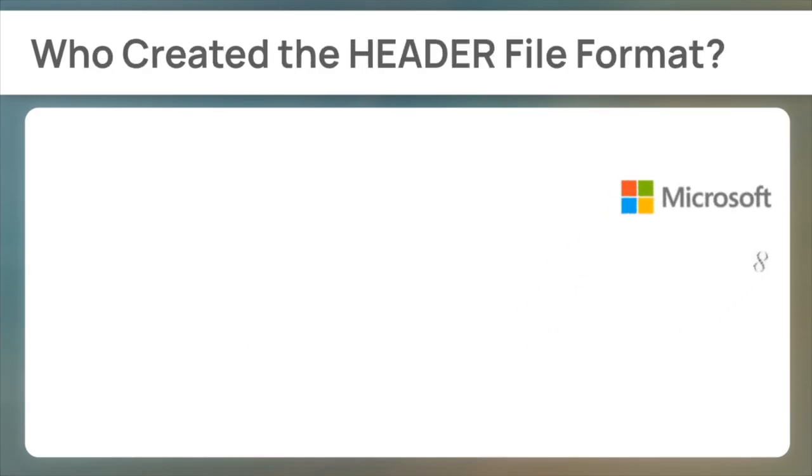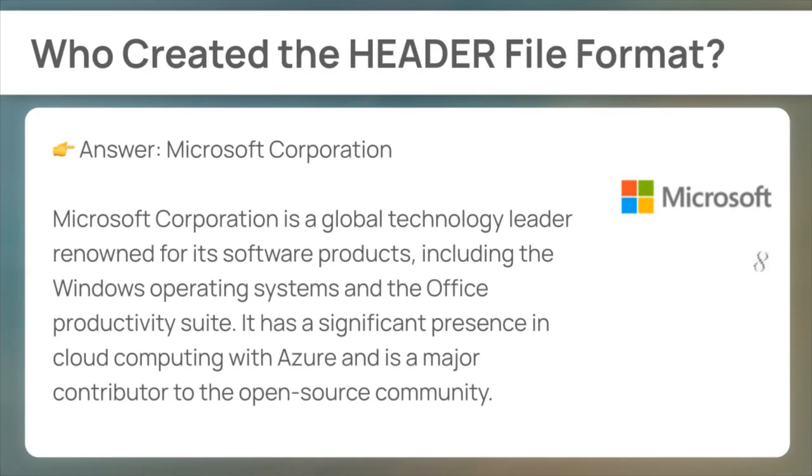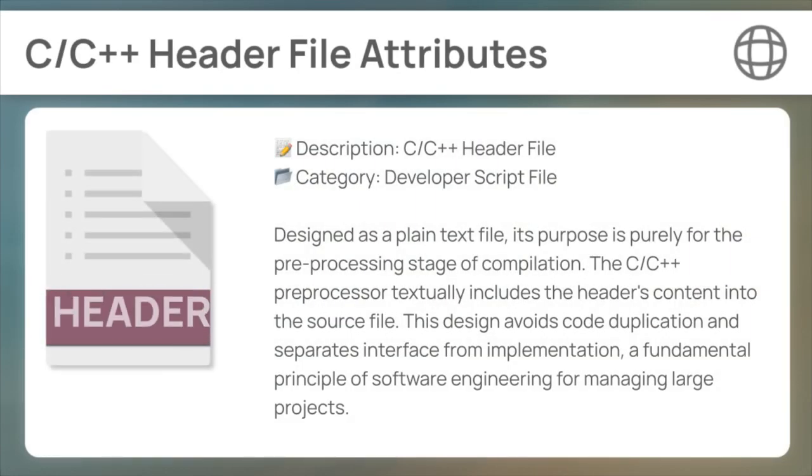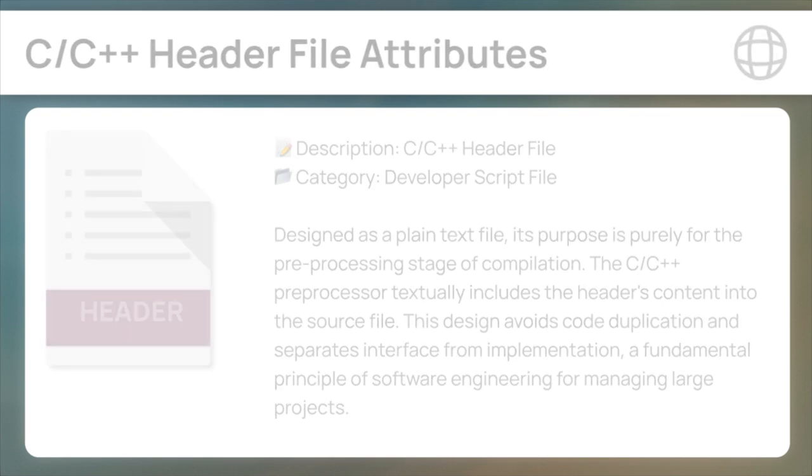Programmers use these files to organize code, improve readability, and enable modular programming by including them in other source files using the hashtag include directive. Designed as a plain text file, its purpose is purely for the pre-processing stage of compilation. The C++ preprocessor textually includes the header's content into the source file. This design avoids code duplication and separates interface from implementation, a fundamental principle of software engineering for managing large projects.